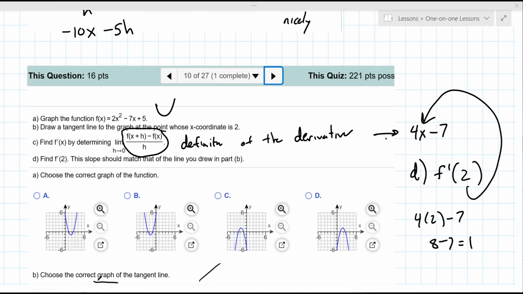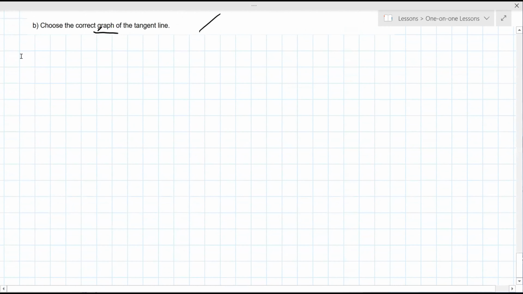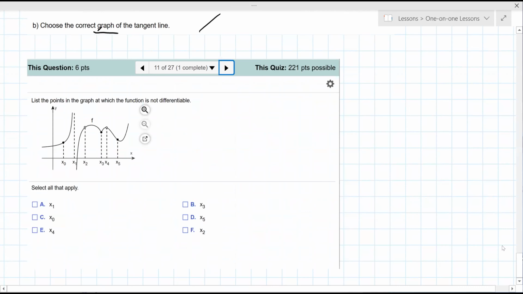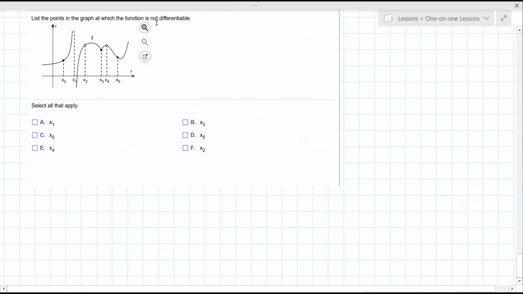All right, I am snipping in the next question. List points on the graph at which the function is not differentiable. So there's a couple things that make it not differentiable. The first, if it's not continuous. Is there anywhere on this graph where it's not continuous? Yeah, it looks like x1, x2, x4, and x1, x2, x4. Yep.